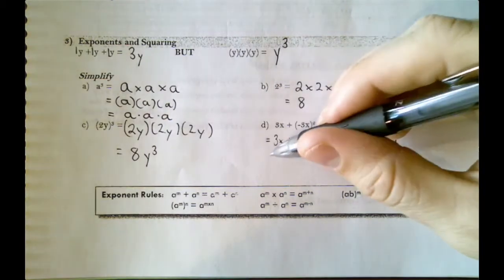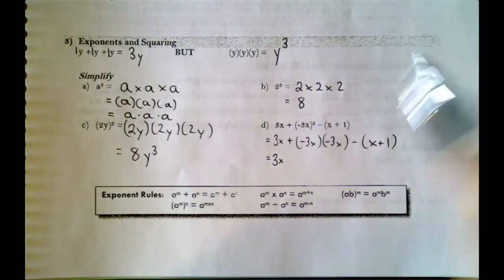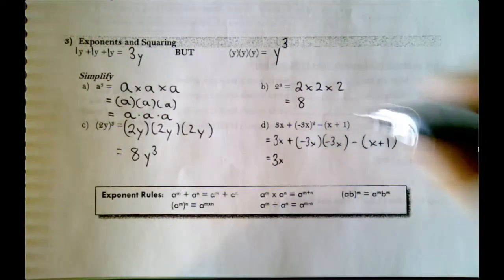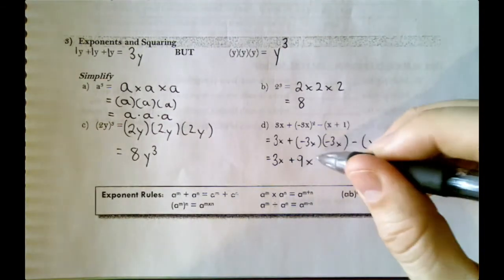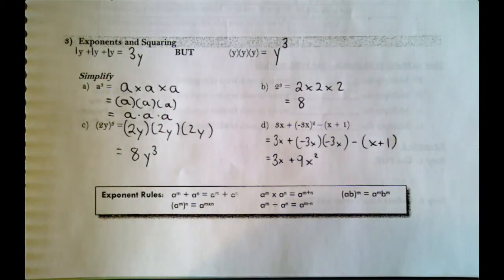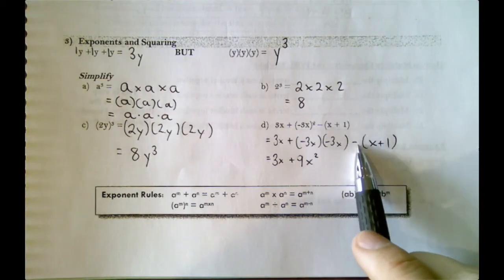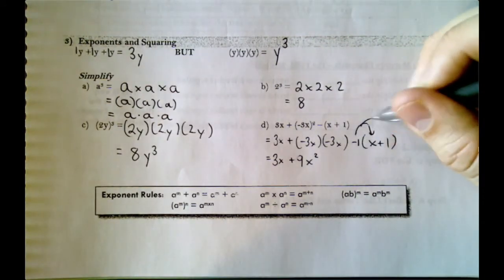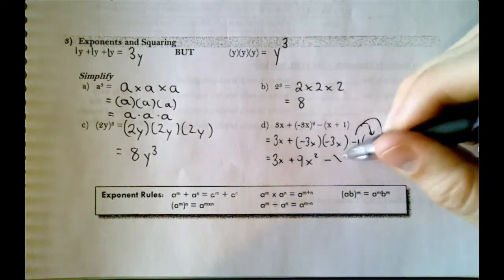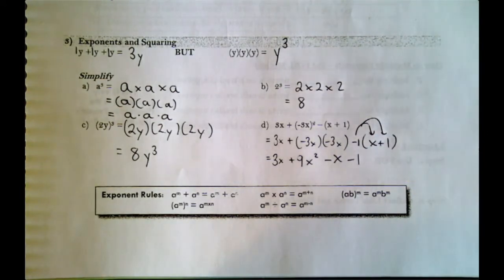Now we can do a multiply step. Negative 3 times negative 3 is 9. And x times x is x squared. Our last part, we have a number in front of a bracket. The number is negative 1. We have to use the distributive property. And we get negative x minus 1.